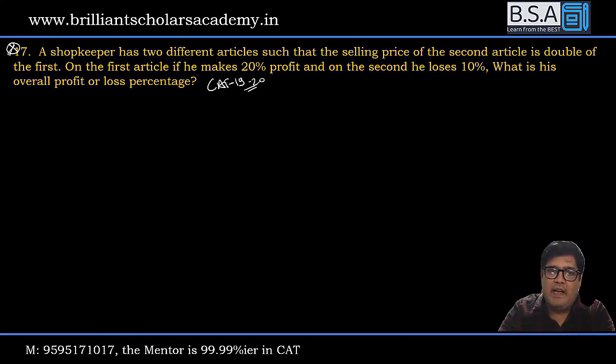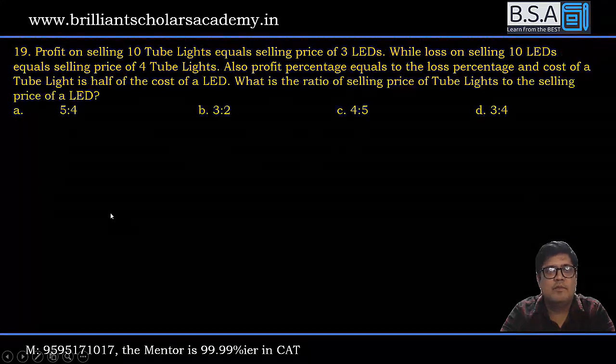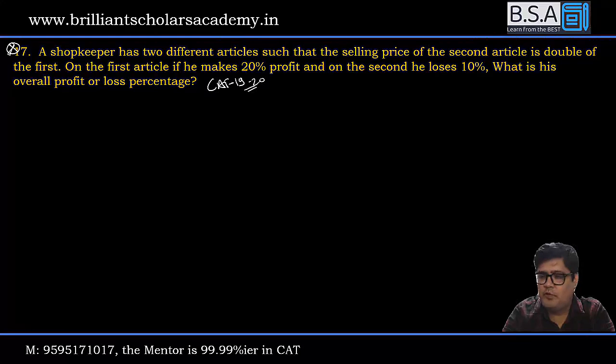A shopkeeper has two different articles such that the selling price of the second article is double the selling price of the first. On the first article, he makes 20% profit. On the second, he makes 10% loss. What is his overall profit or loss percentage? Try. Take 2 minutes.